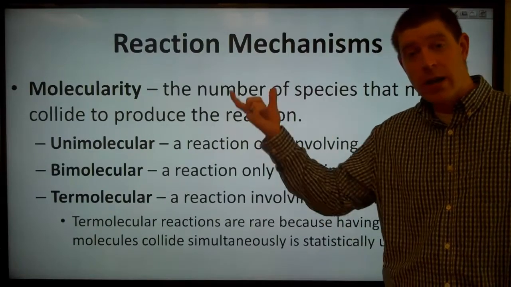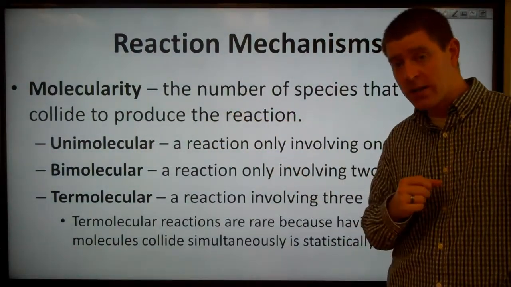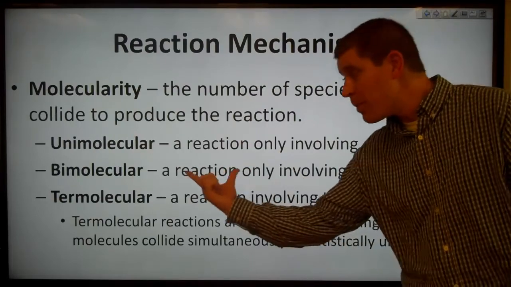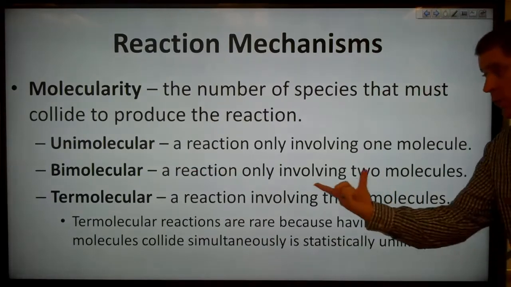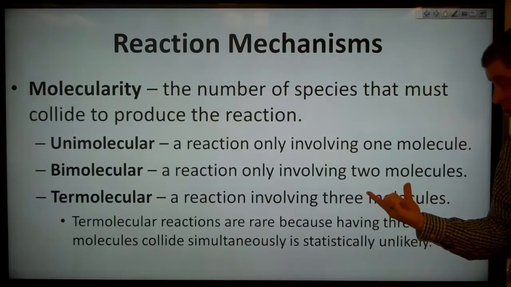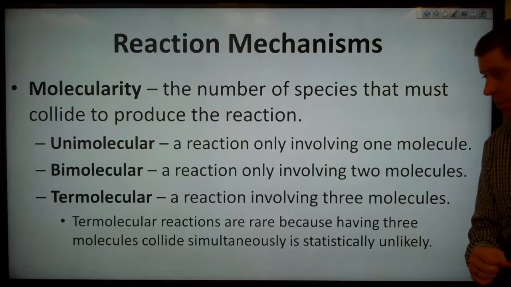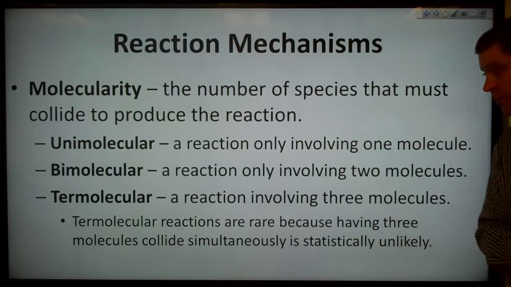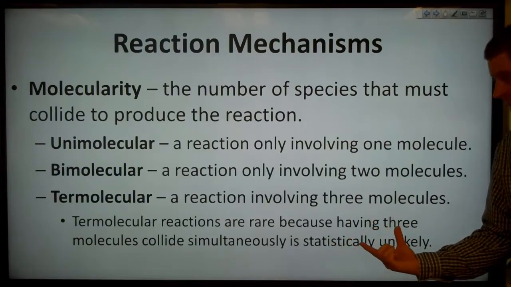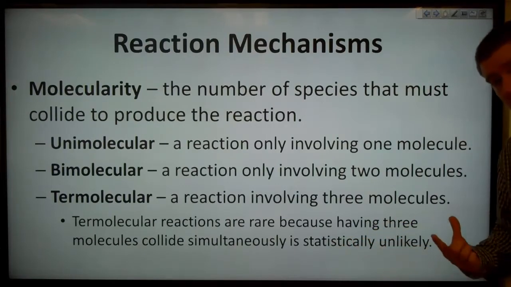Like in the last slide where we had an NO2 reacting with another NO2. In that case, we have two molecules reacting, so that's not a unimolecular elementary step. That would be a bimolecular elementary step. So a bimolecular step is a reaction only involving two molecules, and a termolecular elementary step is a reaction involving three molecules. So termolecular reactions are fairly rare because having three molecules collide simultaneously is statistically unlikely.